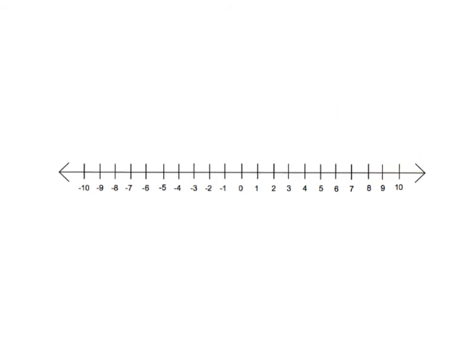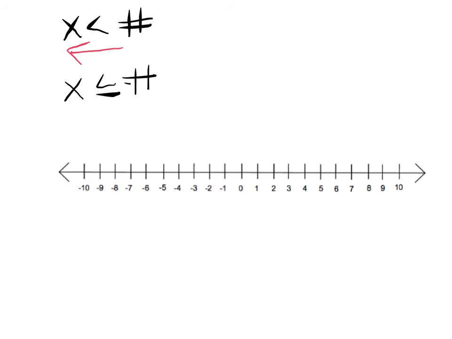So just a quick review. When you're graphing something like x is less than a number, then what happens is you shade to the left because all the numbers are smaller on the left. If you were graphing something that's x is less than or equal to a number, yes, you shade to the left again, but you also need to remember that you need to have a closed circle there, colored in, because it includes that boundary point.